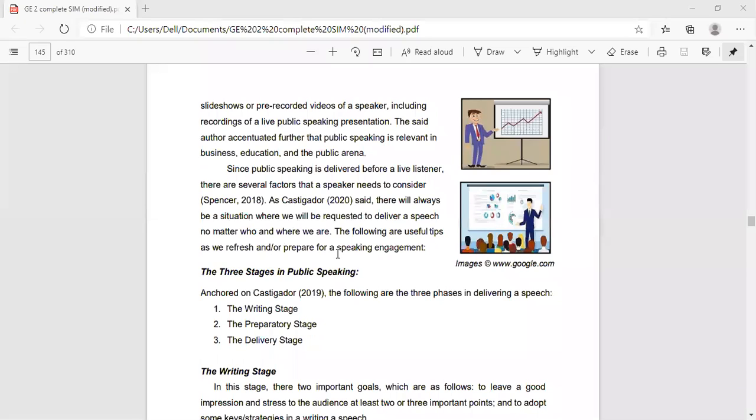So the said author accentuated further that public speaking is relevant in business, education, and the public arena. Since public speaking is delivered before a live listener or listeners, there are several factors that a speaker needs to consider. That's according to Spencer. As Castigador of 2020 said, there will always be a situation where we will be requested to deliver a speech, no matter who or where we are. So the following are useful tips as we refresh or prepare for a speaking engagement.